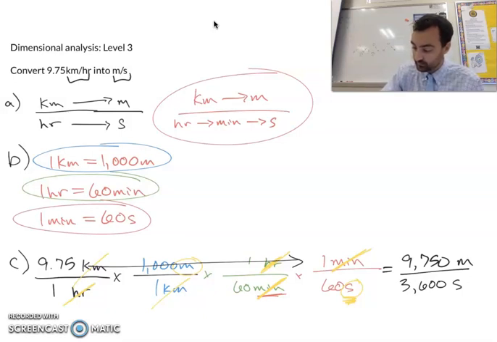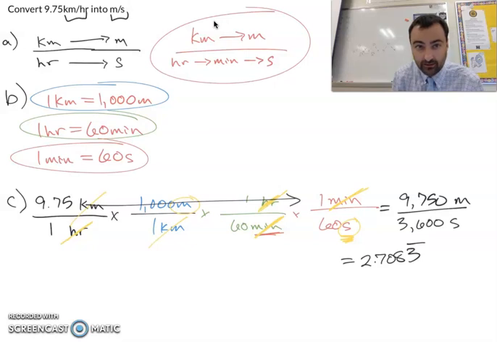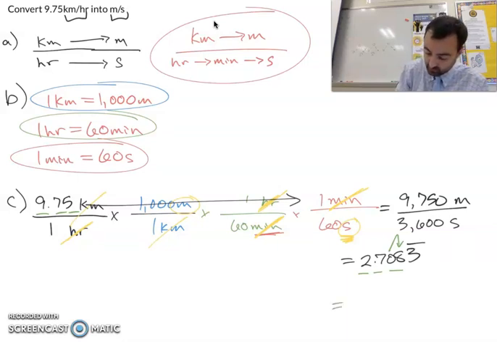So 9,750 is from the top, 3,600 is on the bottom. So you divide the top by the bottom. If you did this on a calculator, you would get 2.7083 repeating. And let's check our significant figures. Since we started with 3 significant figures, we should round the third significant figure based on the digit that comes after. So 2.7083 will round to 2.71 meters per second.